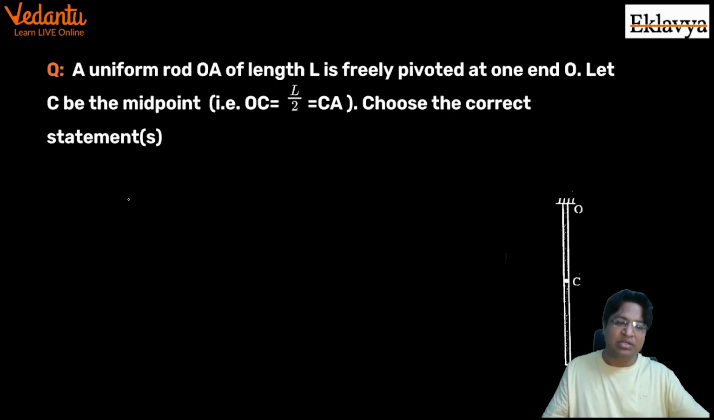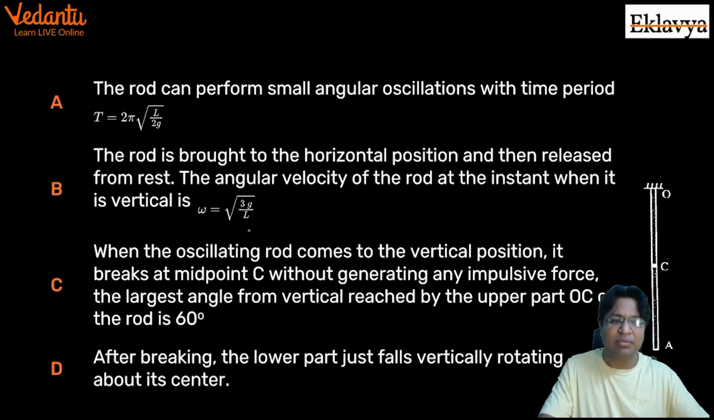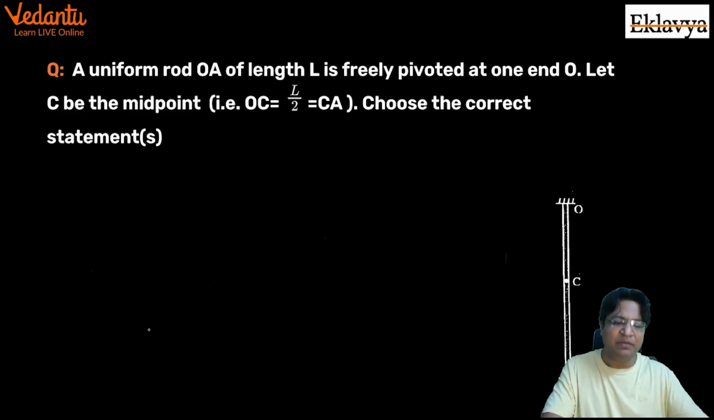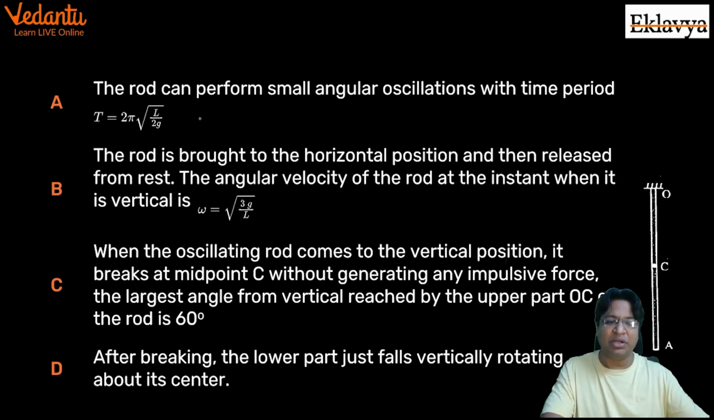The omega is given as root of mgl by I. Now l is the distance of center of mass from the axis, so that will become L by 2, and moment of inertia about the axis will become mL square by 3. So it becomes root of 3g by 2L. Now the question is talking about time period. So time period would be 2 pi by omega. So 2 pi root of 2L by 3g would be the time period. So this option will not be correct.